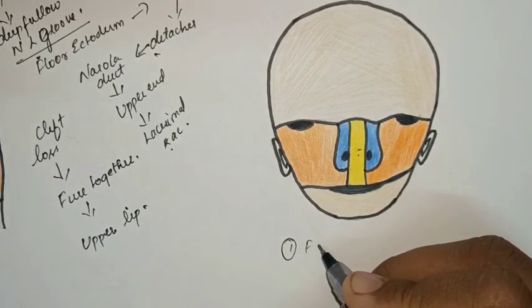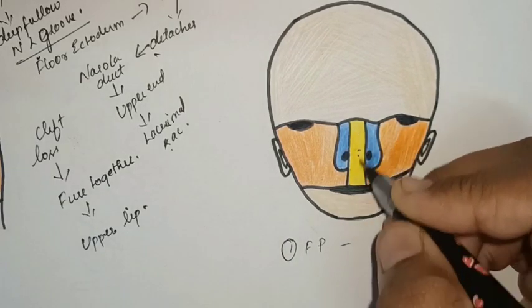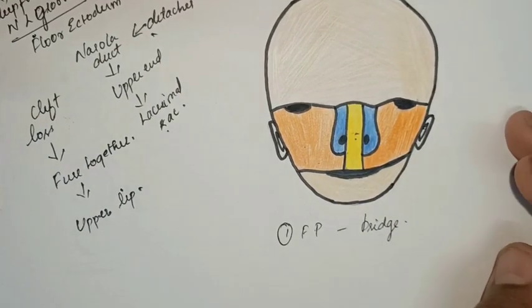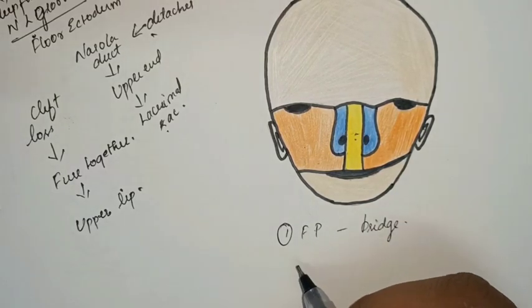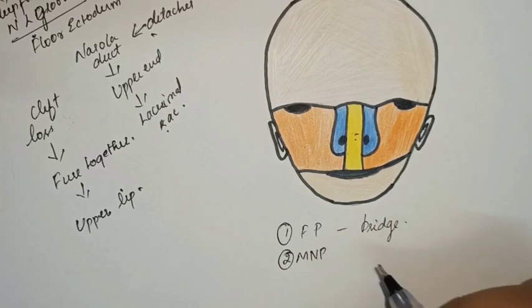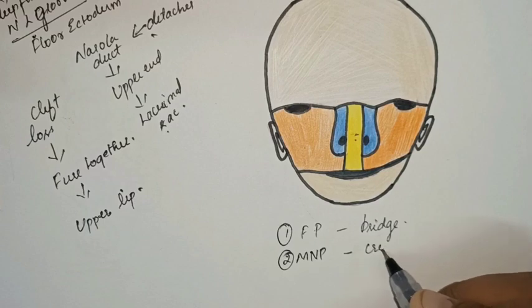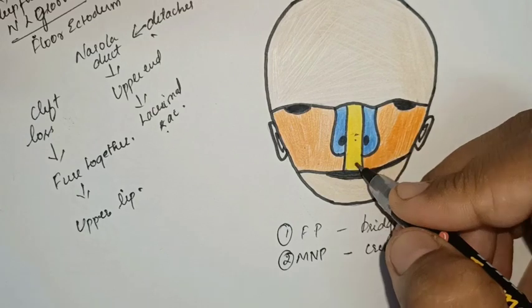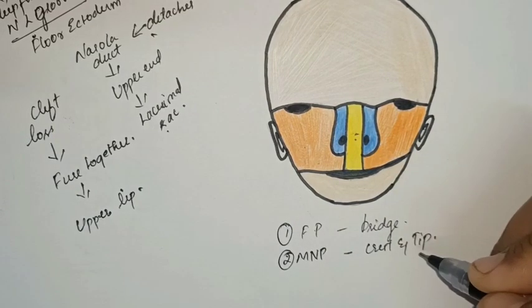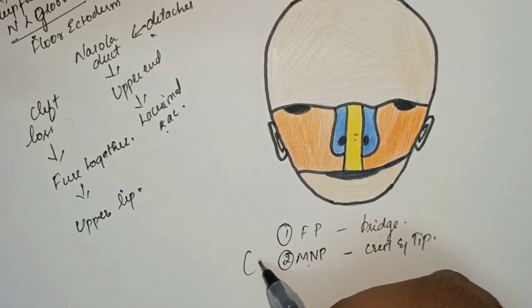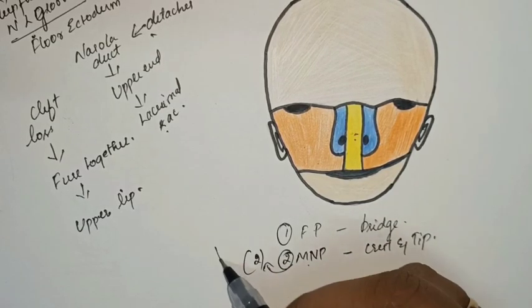The first prominence is your frontal prominence. The first pharyngeal arch gives the frontal prominence and maxillary prominence, right? The first one is your frontal prominence, which gives the bridge of the nose, and the second one is your merged medial nasal prominence. You have one pair of medial nasal prominence, right? On both sides you have one, so that forms the crest and tip of the nose. Okay, that is your two medial nasal prominences.